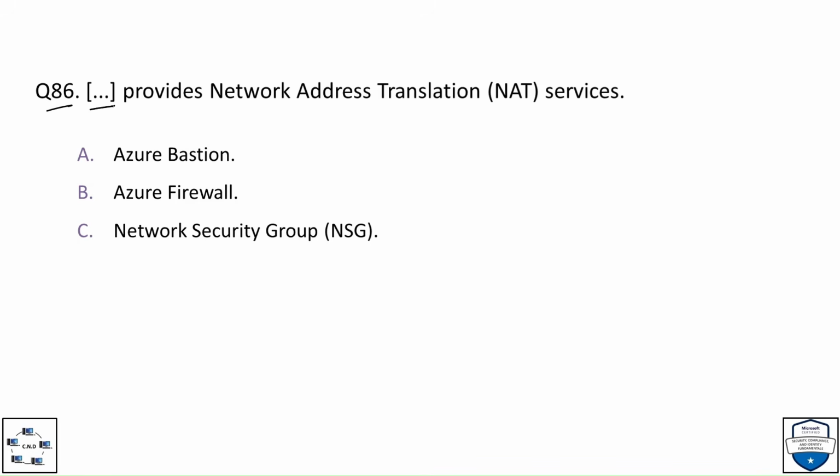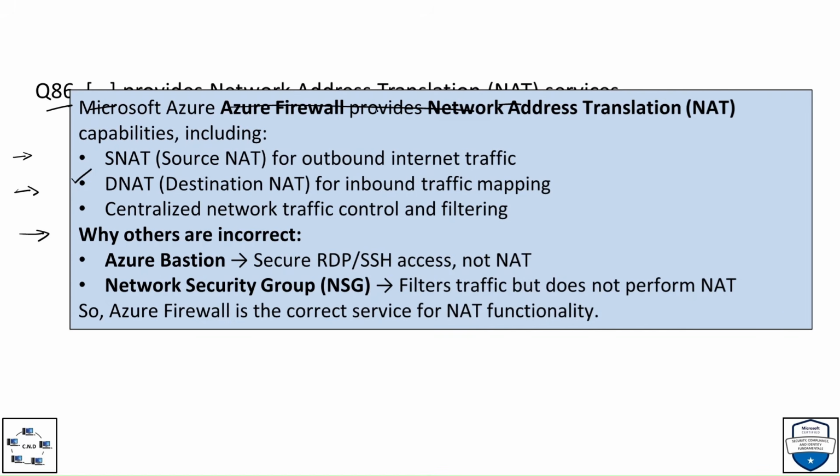Question number 86. Blank provides network address translation, NAT, services. Option A, Azure Bastion. Option B, Azure Firewall. Option C, Network Security Group or NSG. The correct option is option B, Azure Firewall. Microsoft Azure Firewall provides network address translation NAT capabilities, including source NAT for outbound internet traffic and destination NAT for inbound traffic mapping, and centralized network traffic control and filtering.